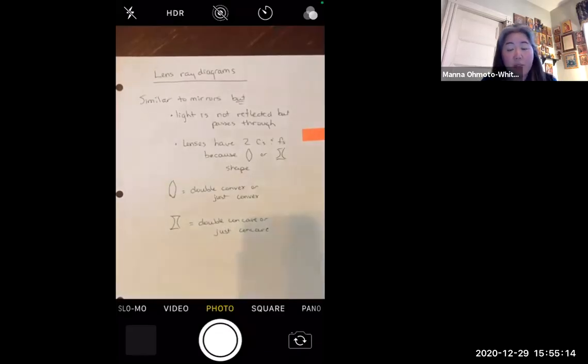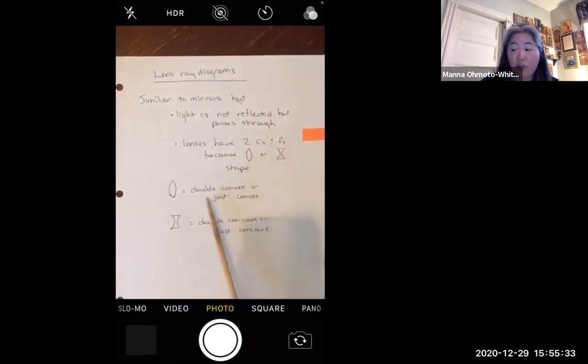Ray diagrams, so with lenses. This is similar to what we do with mirrors, but a couple of important things. One, the light isn't reflected, so it passes through. And the lenses that we use have two C's and two F's because they're two curves put together.